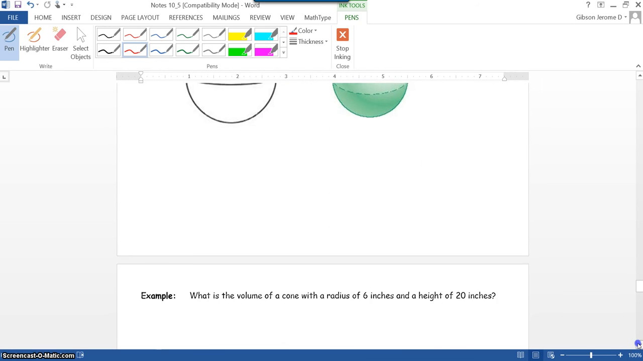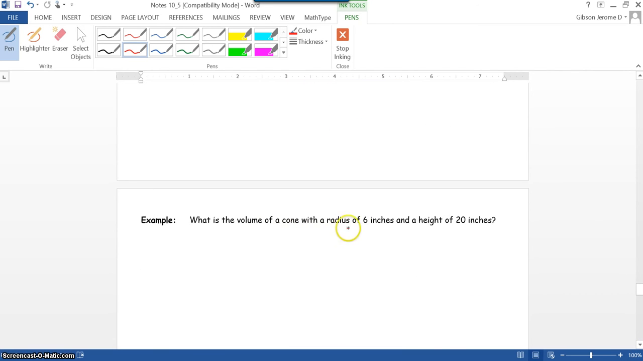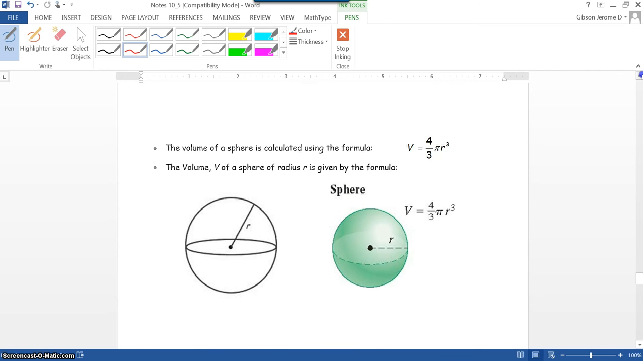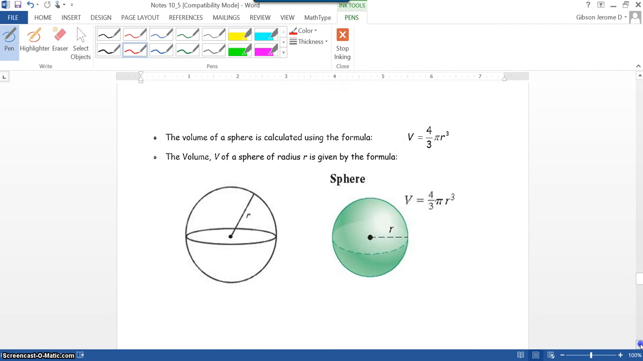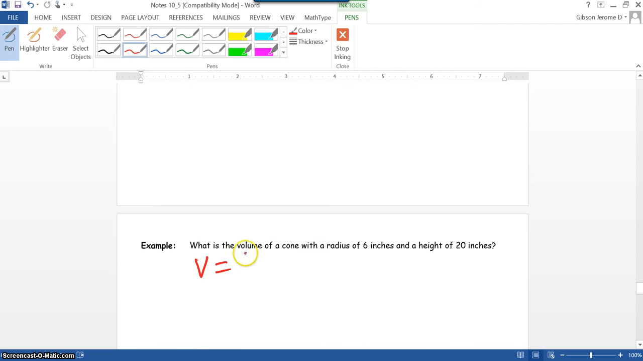which we have here. Now it says, what is the volume of a cone with a radius of 6 inches and a height of 20 inches? So we need the volume of a cone. Now we can go back here. The volume of a cone, which is 1/3 pi r squared h. Okay, so now we will substitute in the values. We have 1/3 pi, the radius is 6 squared, and then the height is 20.